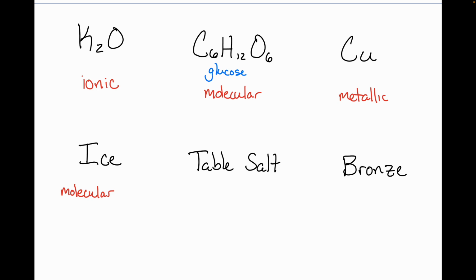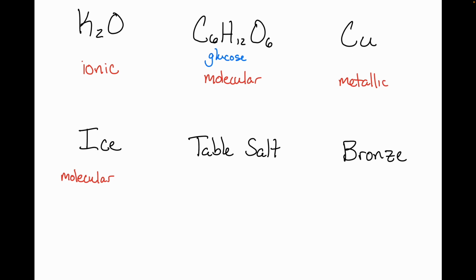All right, when we say table salt, first of all, the word salt hopefully gives it away because, again, that's just code for ionic compound in chemistry. But, of course, we know that table salt is really NaCl, our metal and our nonmetal. So absolutely, that's an ionic compound.